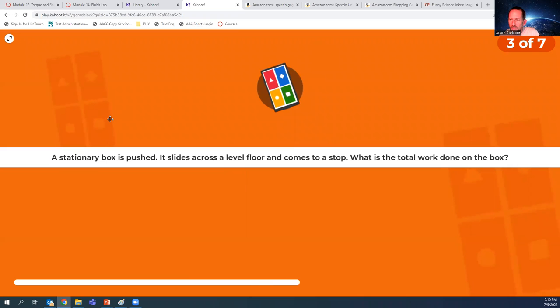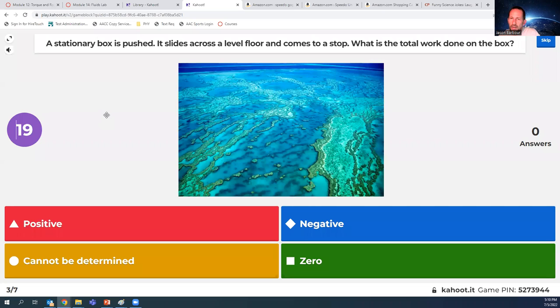Stationary box is pushed, it slides across a level floor and comes to a stop. What is the total work done on the box? If you pause this video and look at your seven-term equation, you should be able to figure this out. You probably won't be able to figure it out in 9 seconds. So go ahead and hit that pause button.